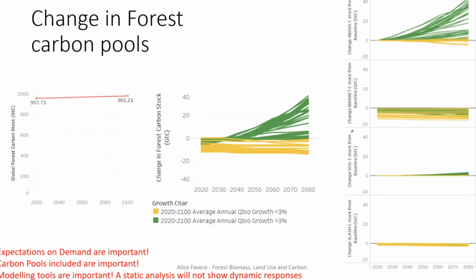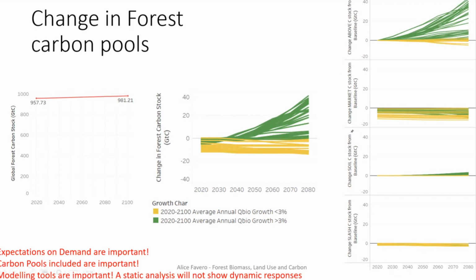But as the timeline is extended, we have forests responding to the price signal, planting more trees and managing forests more intensively, which is going to increase the stock of carbon in forest under bioenergy demand scenarios. On the other hand, the yellow ones are showing us that the decline in forest carbon stock is going to stay until the end of our analysis. So this is 2080, but even in 2100, it does not recover.